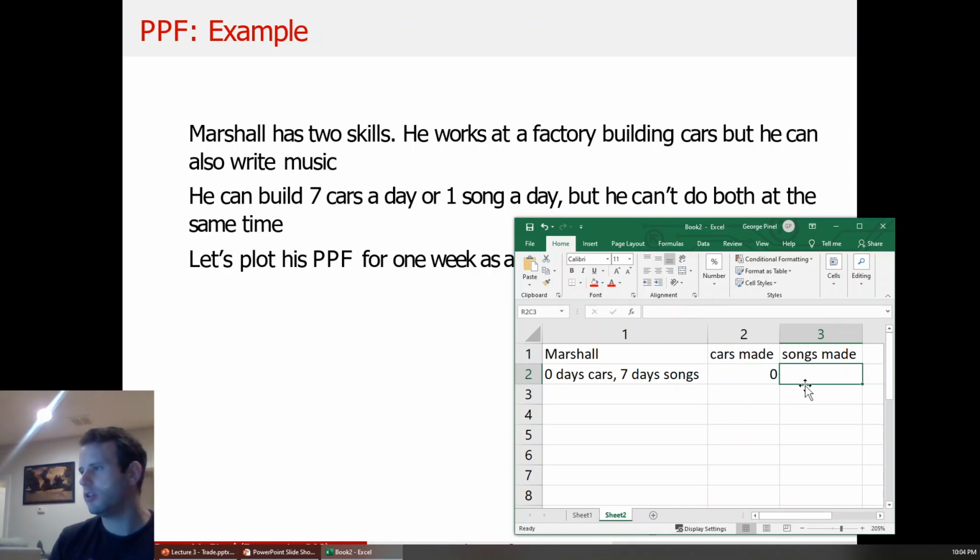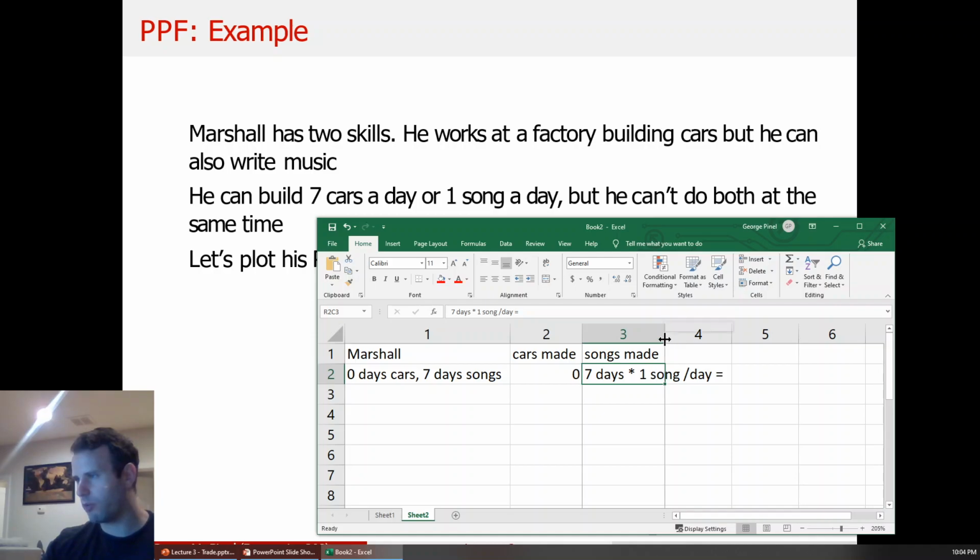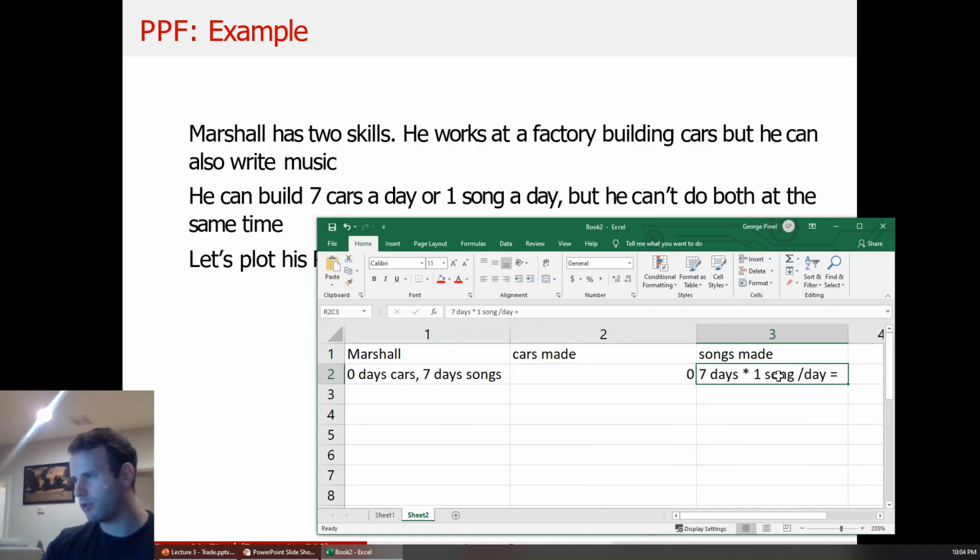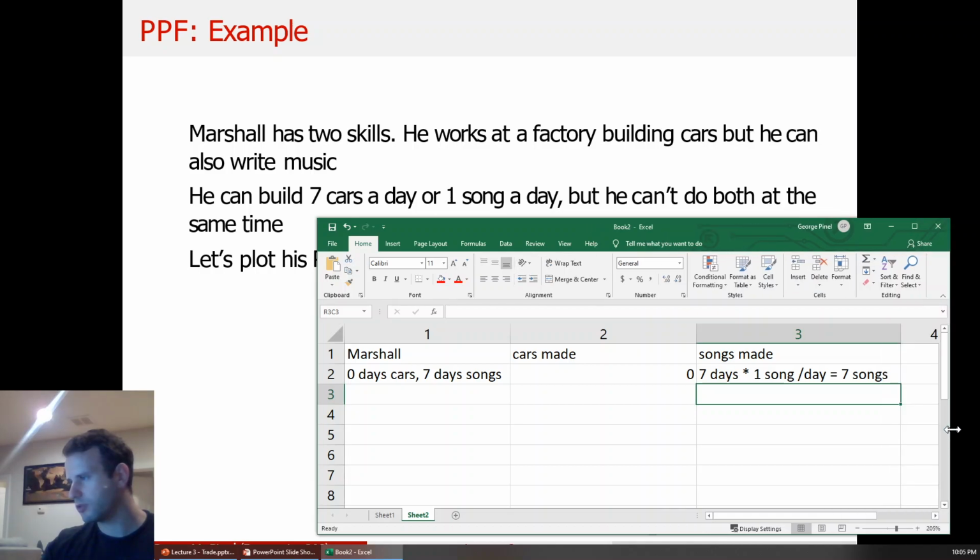So 7 days times 1 song per day equals, so the days will cancel out. I'm just going to make this way bigger. So days cancels out with days, because this will be in the denominator. 7 songs. Okay.